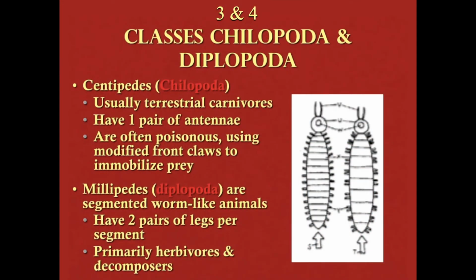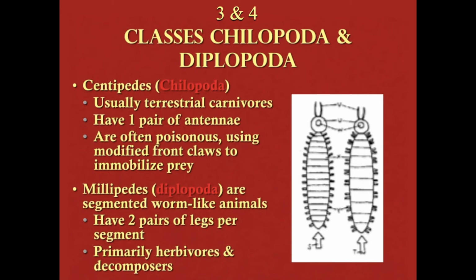Now we're going to move to class Chilopoda and Diplopoda. Remember, chilopods are going to be our terrestrial carnivorous centipedes. Centipedes will eat other things. Because it's a carnivore, it will eat other insects, and it will have fangs, front claws as well, and many times often poisonous.